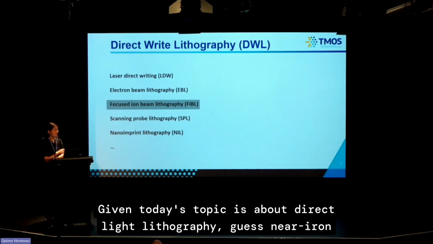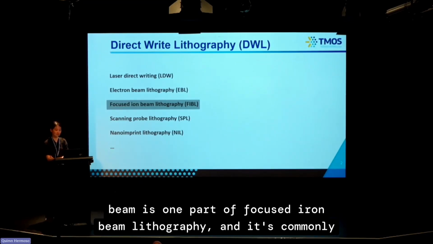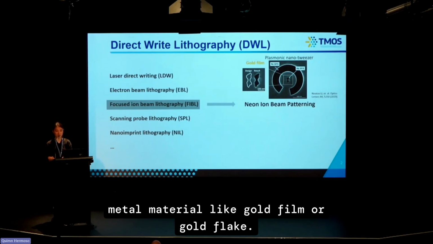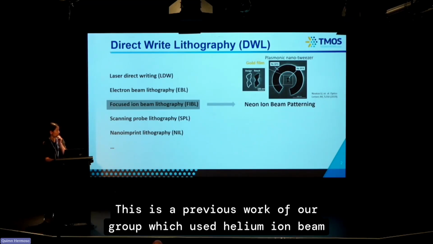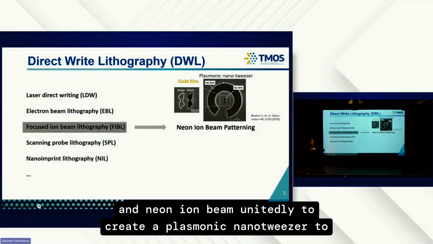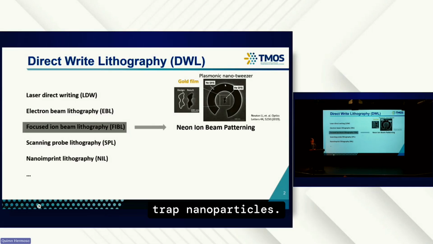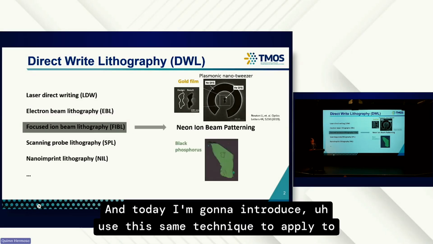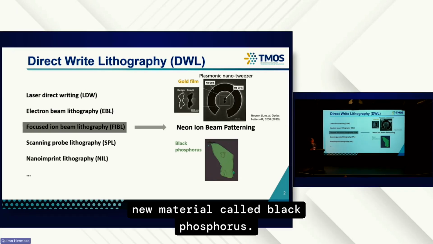Given that today's topic is direct light lithography, I guess neon ion beam is one part of focused ion beam lithography. It's commonly used on metal materials like gold film or gold flake. This is a previous work of our group, which used helium ion beam and neon ion beam jointly to create a plasmonic nanotwister to trap nanoparticles. Today I'm going to apply this same technique to a new material called black phosphorus.